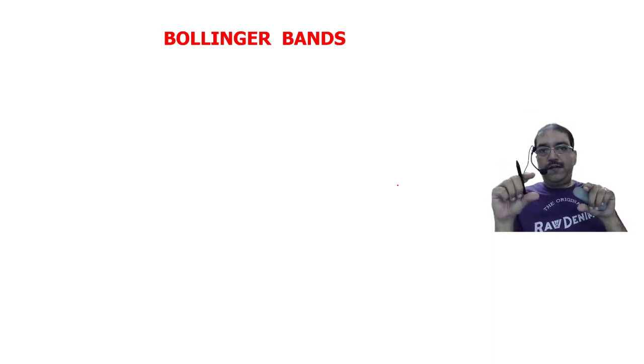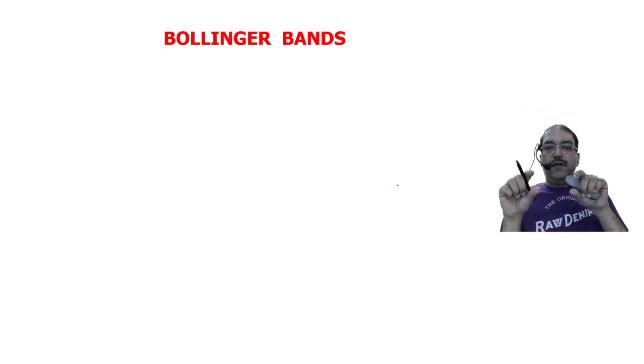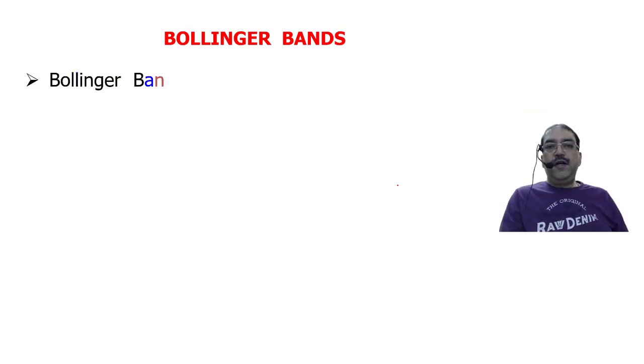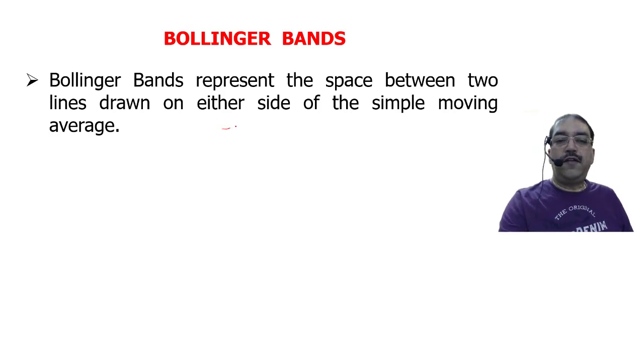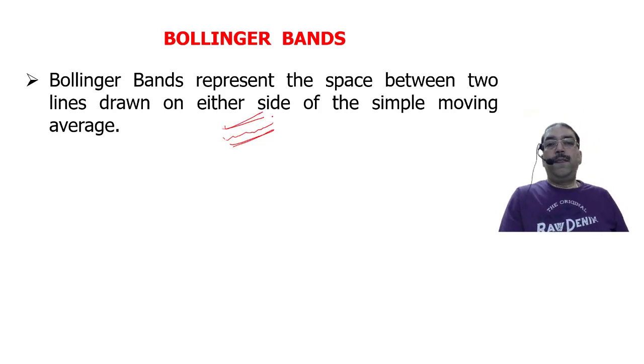Bollinger Bands. Band, rubber band. You hold the rubber band like this, put it to two fingers here and two fingers here, and hold it like this. That's a rubber band. What is the rubber band representing? It shows the space between the two sides. Like that, Bollinger Bands represent the space between two lines drawn on either side of the simple moving average. So if I draw two lines like this, with something between them, those two lines are the Bollinger Bands.